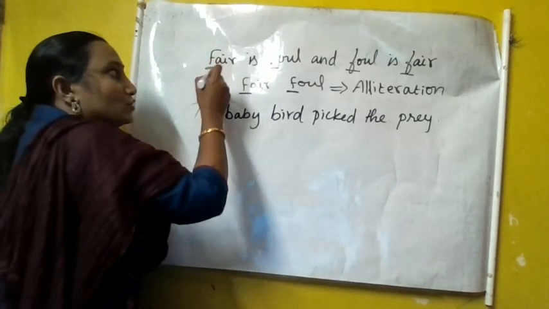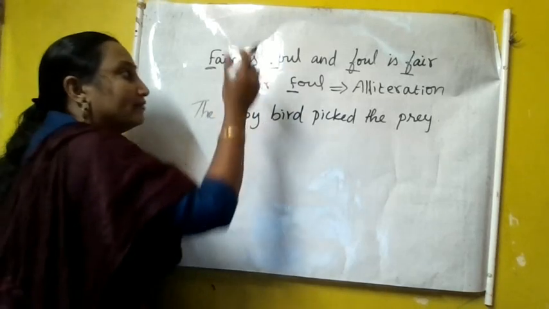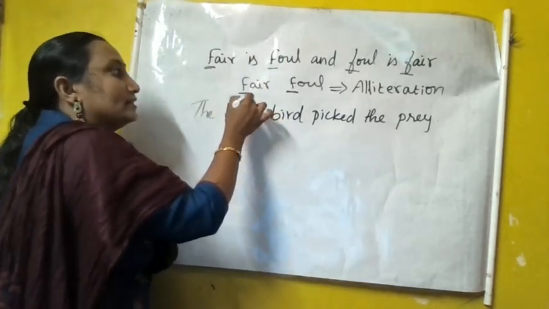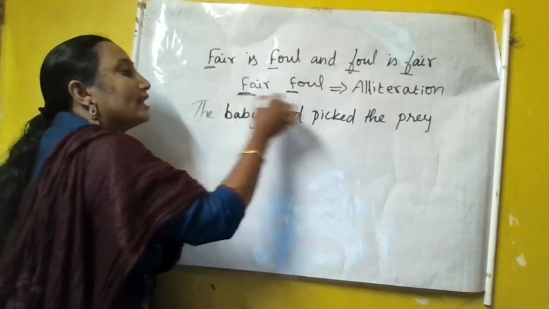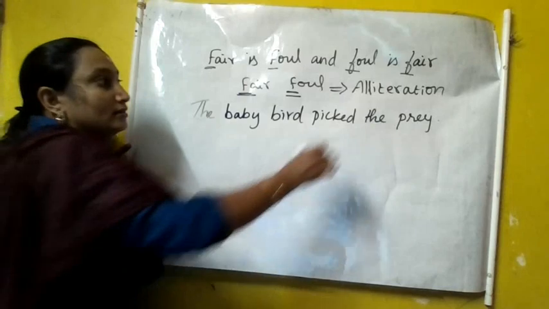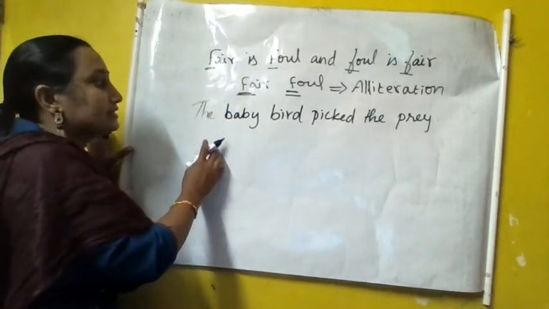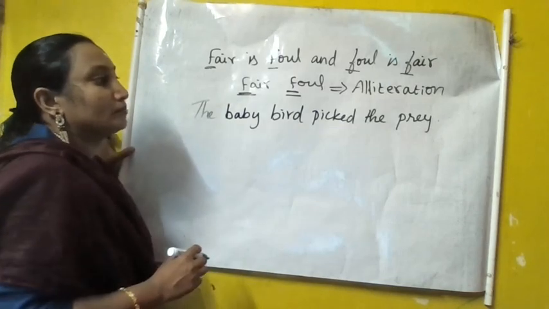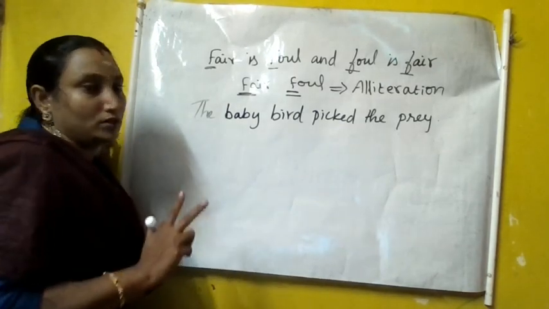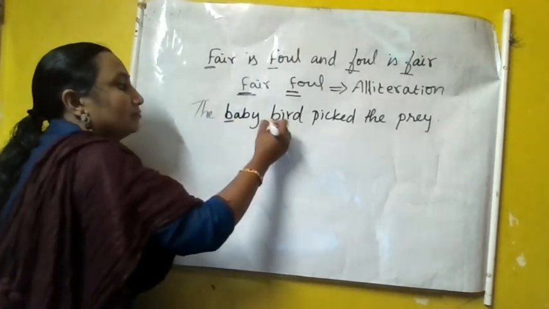First you have to find out the alliteration in the line. Then you have to take it and write it separately. Then you have to mark, underline that particular consonant letter. Then you have to mark it as alliteration. But look at the second sentence. The baby bird picked the prey. Again, here we have two alliterations. What are they? Baby, bird.